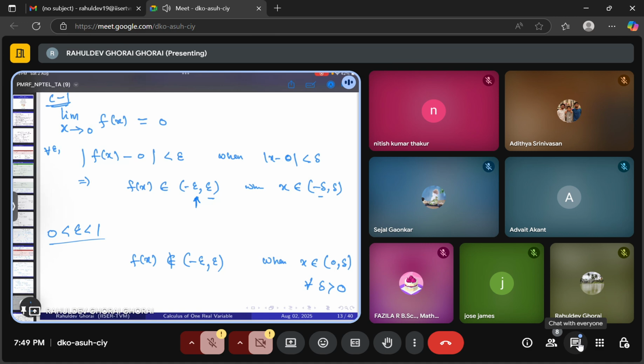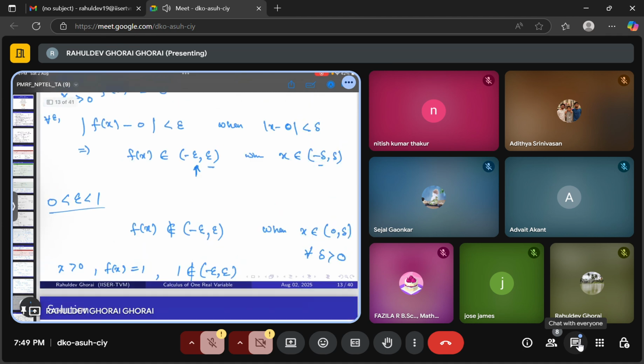Why is it happening? When x belongs to (0, delta), x is greater than 0, so f(x) is 1. And 1 does not belong to (-epsilon, epsilon) when epsilon is in (0, 1). So f(x) cannot belong to (-epsilon, epsilon) when x belongs to (0, delta), for any delta you have. So you cannot find any delta so that f(x) will be in there for all x in (-delta, delta), because it is not there in any (0, delta).